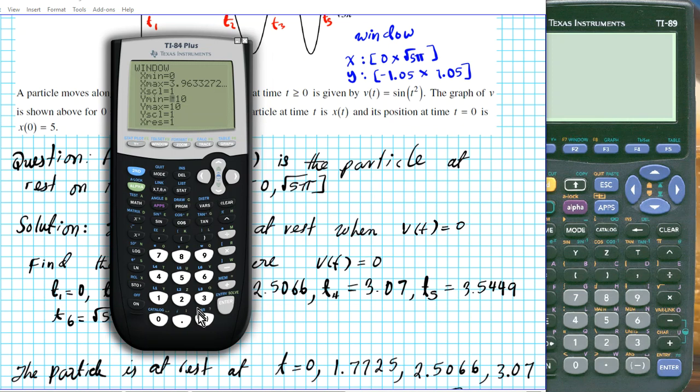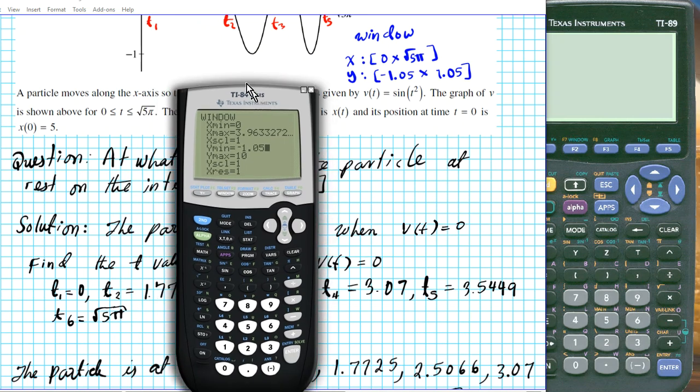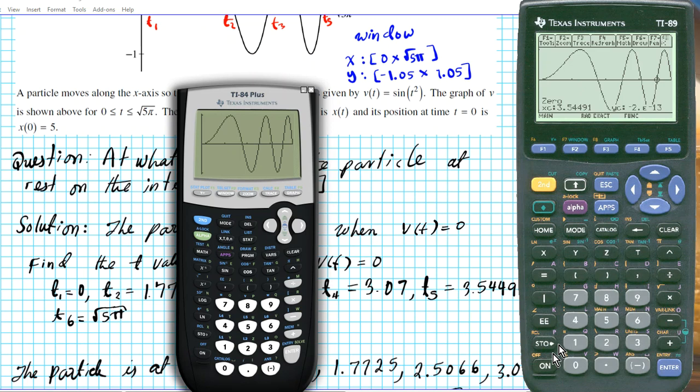Y minimum is negative 1.05, just slightly below the minimum here, so that we have some space. Okay, you could put negative 1, but I like to put some space in there so we can have a nice view of the graph without the graph intersecting the boundaries of our window. Y max slightly above the maximum, which is 1.05. Enter, and then hit graph. Okay, that's basically what we have here.